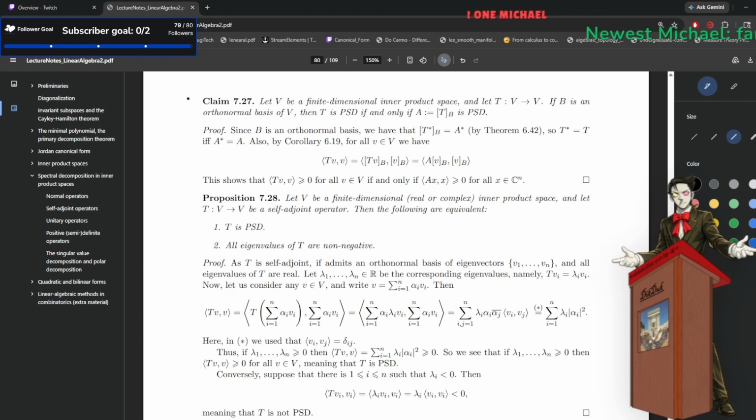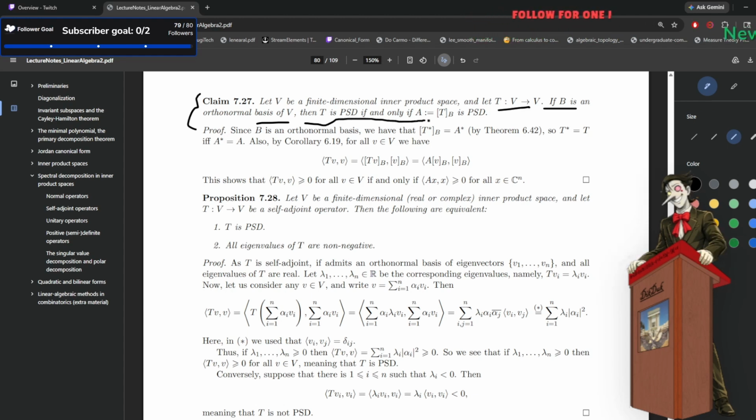Claim 7.27. Let V be a finite dimensional inner product space. Let T be a map from V to V. If B is an orthonormal basis of V, then T is positive semi-definite if and only if A, defined as T in the basis B, is also positive semi-definite.